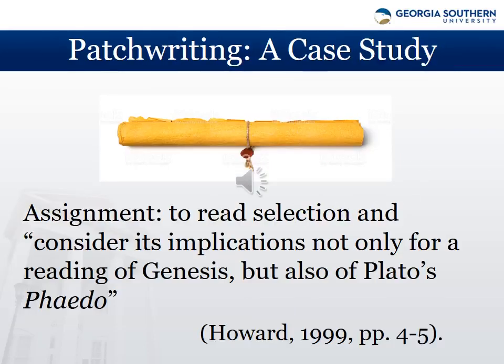In one of her books, Howard explains that early in her career, she gave the following assignment to a class. Here is the assignment she gave: to read a selection and consider its implications not only for a reading of Genesis, but also of Plato's Phaedo.